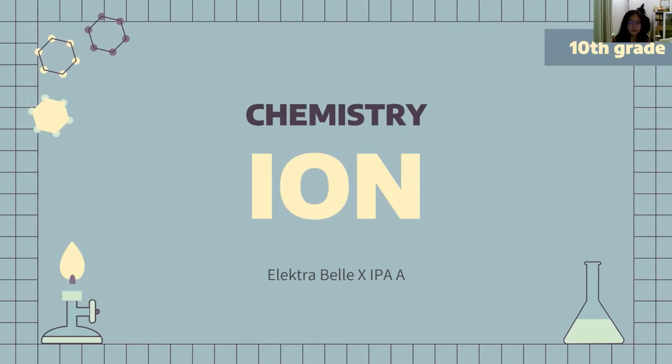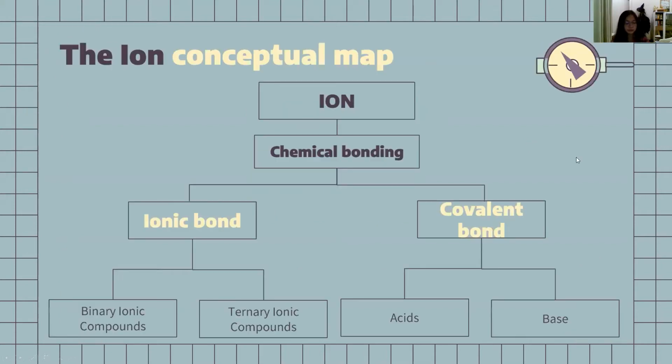Today we're going to learn about ions. So, before we start with the lesson, let's have an overview of what we're going to learn. In chemistry, there is chemical bonding, and this chemical bonding has two types: ionic bond and covalent bond. Ionic bond has two types too, which are binary ionic compounds and ternary ionic compounds. And covalent bond itself also has two types, which are acids and bases.